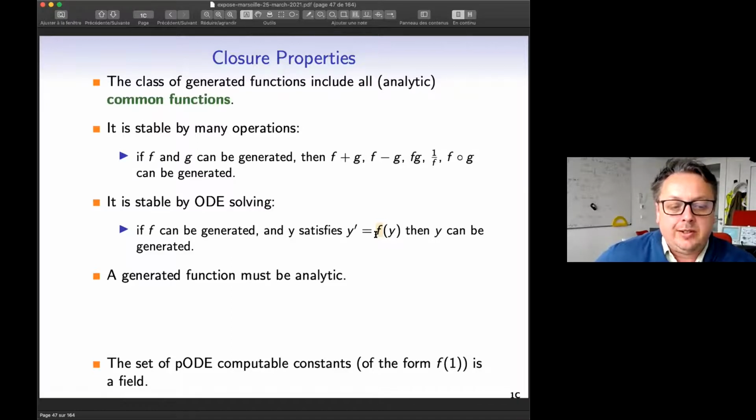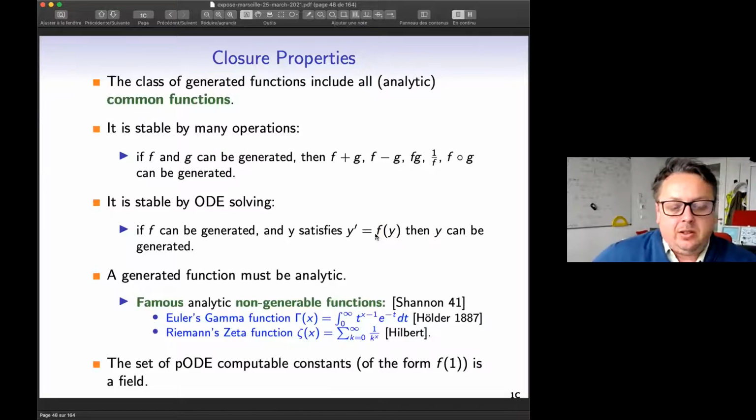And you could say that the generated function must be analytic. So analytic means equal to its Taylor expansion in any point. So one question we could ask, and that was the purpose of a remark from Claude Shannon, is, do we know some example of functions that would not be programmable, not generable using this machine? Yes. The two famous counterexamples are Euler's gamma function and the zeta function from Riemann. So yes, we know counterexamples, but in short, if you avoid these two examples, most common functions can be programmed.